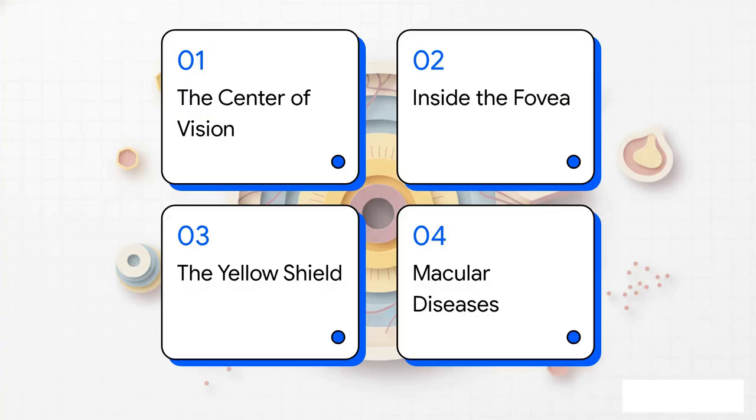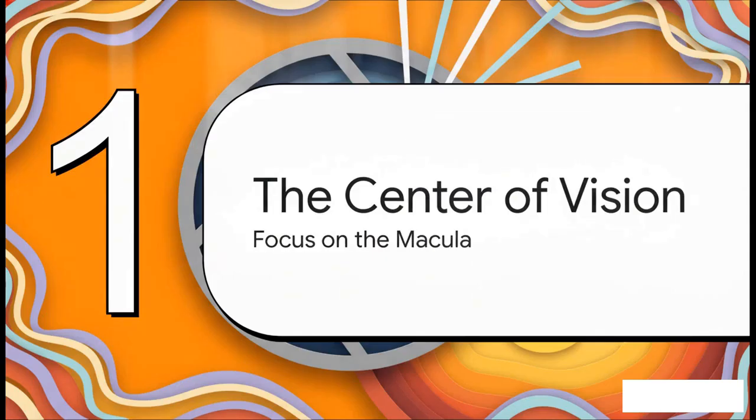So here's our game plan for today. We'll start with the center of vision, then step inside the fovea, check out the yellow shield, and finally wrap up with macular diseases. Let's get right into it. Starting off with section 1, the center of vision.